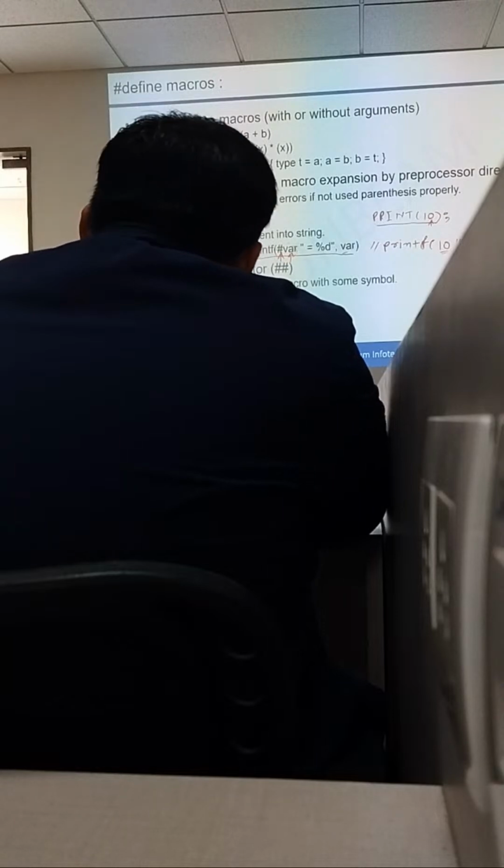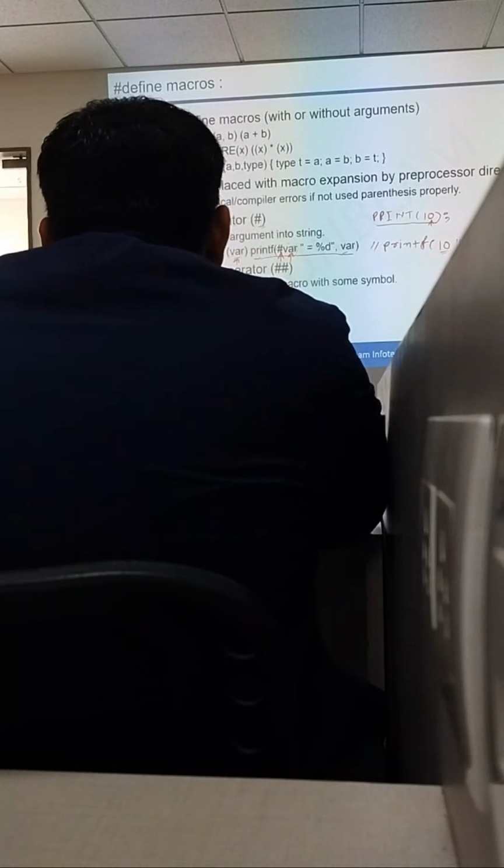Is it okay? Here equal to is mentioned, don't forget that. Okay, 10 will be printed as it is, equal to percent d. What we are having right here is 10, that means 10 will be printed. Something like that. There is one more, which is called the token pasting operator, which is double hash.